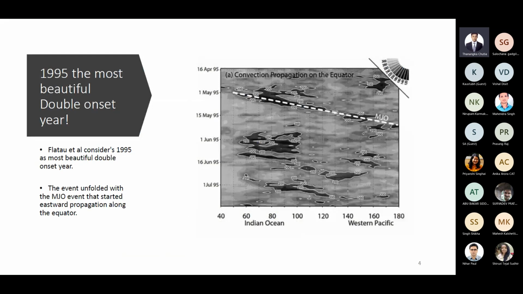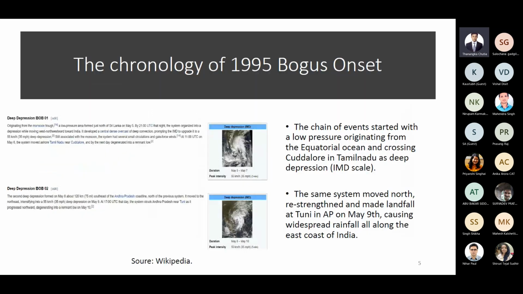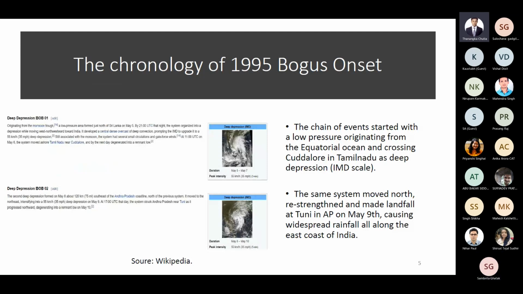This is the Hovmoller plot, and you see the signature of the MJO. The pulse of the MJO started in the Western Equatorial Indian Ocean close to 1st May, and it propagated all the way to the West Pacific. This is where events started unfolding during '95, and what this MJO event produced, according to Wikipedia, was 2 deep depressions in close succession, but I feel that it is a single system that made initial landfall over Cuddalore in Tamil Nadu between May 5th and 7th, and then re-strengthened and hit Andhra Pradesh near Tuni, between May 8th and May 10th.